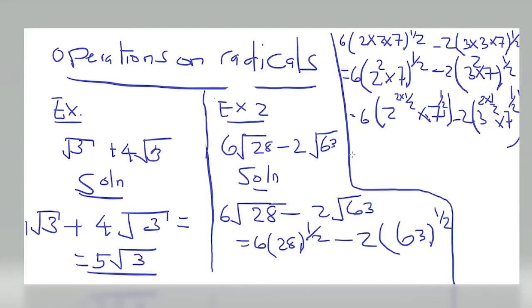Therefore this one will be equal to 6 times 2 power 1, since 2 times a half is 1 and 2 power 1 is 2, then times 7 power a half. Minus 2 outside the bracket, then 3 power 2 times a half is equal to 3 power 1, which is 3, then times 7 power a half. Now let me add more space.